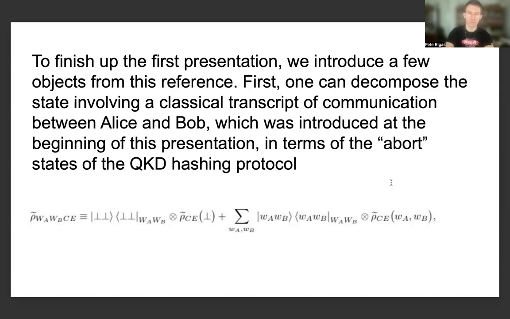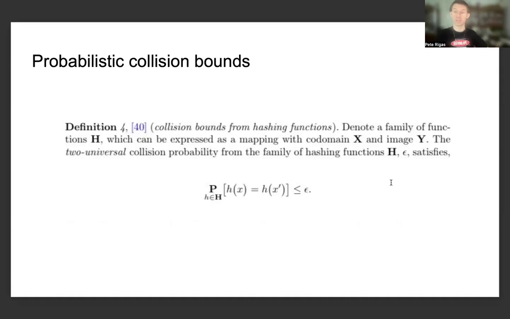of this outer product. And the probabilistic collision bounds relate to the fact that from definition 4 of Oster's paper, he denotes a family of functions boldface H, which can be expressed in terms of a mapping from one finite set boldface X to another finite set boldface Y, with the two universal collision probability from the family of hashing functions satisfying, for some strictly positive epsilon, that the probability of sampling a hashing function over the family of all such hashing functions such that h of x is equal to h of x prime is less than or equal to epsilon.